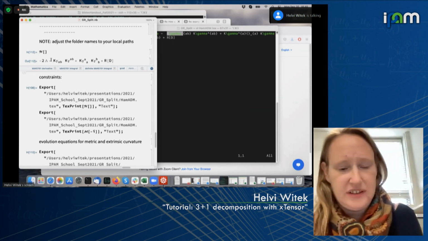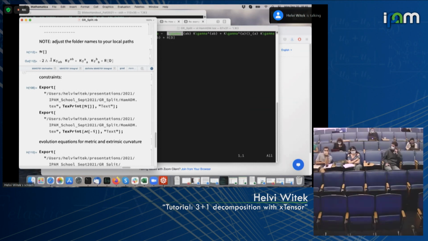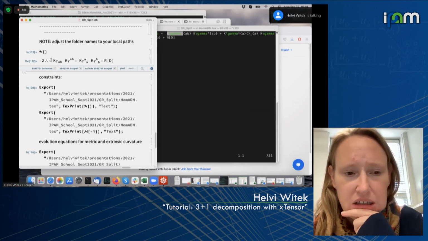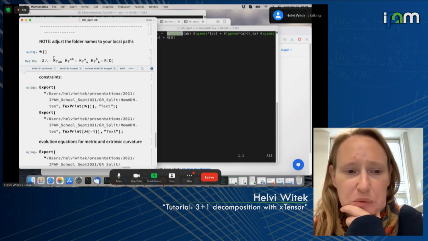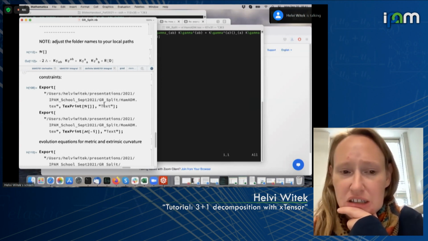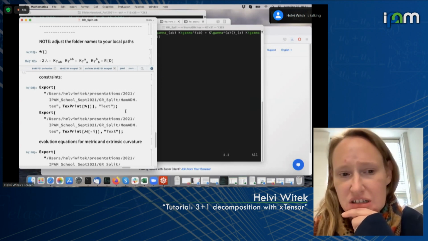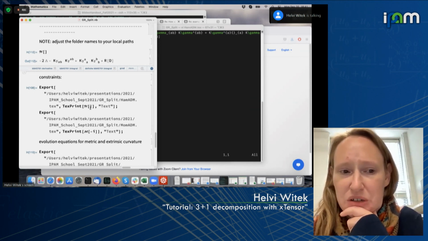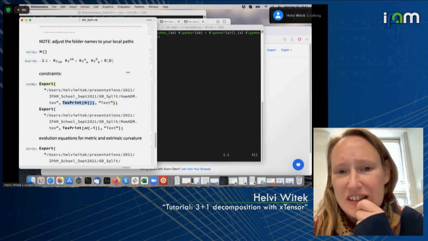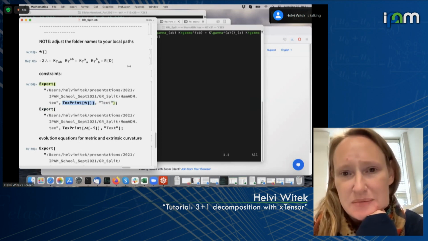But can you put all the equations in a single file? You probably could. I haven't. What you would probably have to do is change this TeX print here. I usually have the expressions in a separate file, but I'm sure you could also do this together if you modify this part here. So again, it's one of those things, just play around with it.